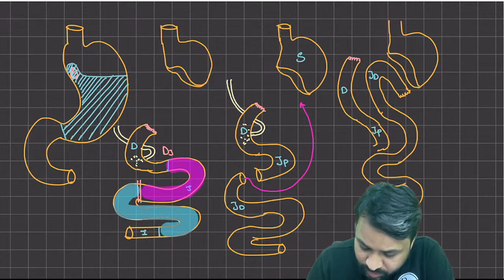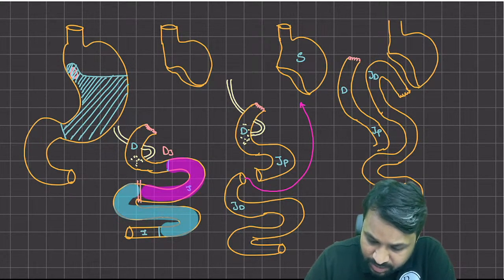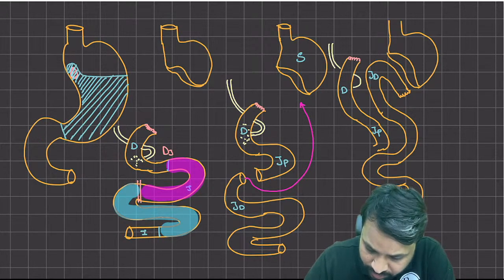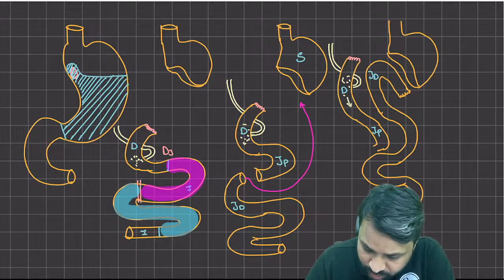This is the proximal end of the jejunum that is present. The bile duct is opening onto the second part of the duodenum. We are not doing anything to that. So bile is now being accumulated here. The bile will flow in this particular direction.